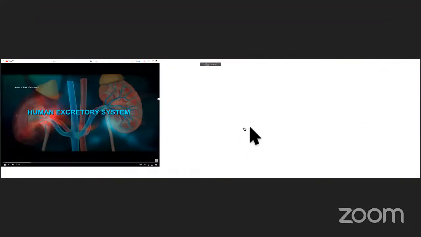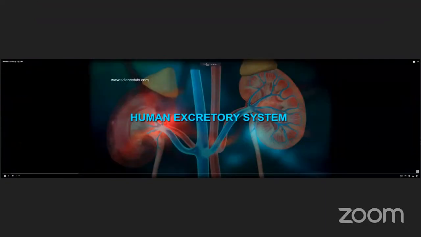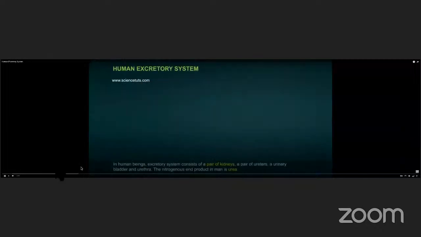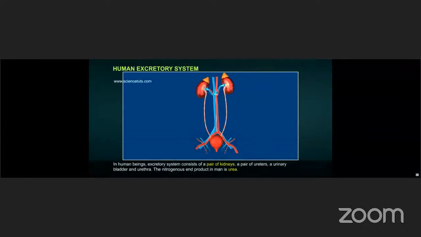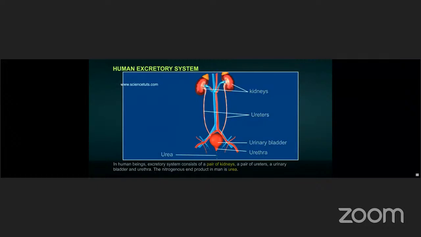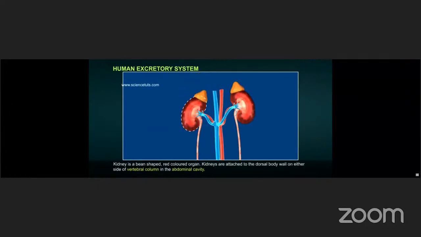Excretory system. The excretory system consists of a pair of kidneys, a pair of ureters, a urinary bladder, and urethra. The nitrogenous end product in man is urea. Kidney is the bean-shaped, red-colored organ.